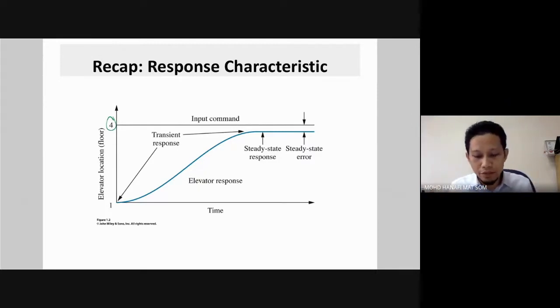But if, let's say, the elevator stops slightly below or slightly above the 4th floor, you will have some error. Meaning that the given input minus the final output is the steady state error. So this is the given input, and this is the final output of the system. The value here is the steady state error.